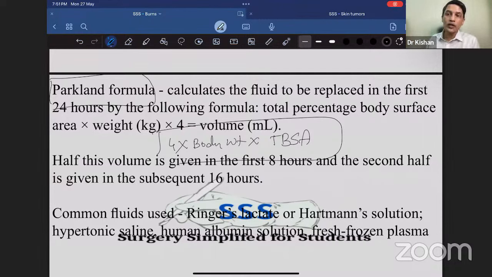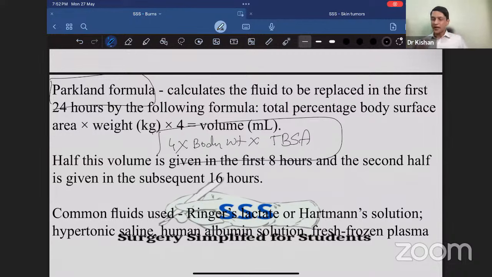How do we give it? The entire amount is divided, first half and second half. For example, if you get 2000 ml, that means 2 liters of total fluid to be infused in one day, 24 hours. The first half, that is 1 liter, is to be infused in the initial 8 hours, since a little more is required in the initial phase. The remaining 1 liter is to be infused in another 16 hours. So in total 24 hours, you will give 2 liters.